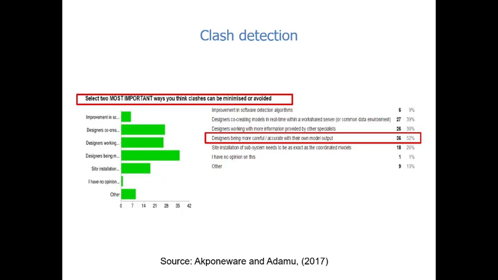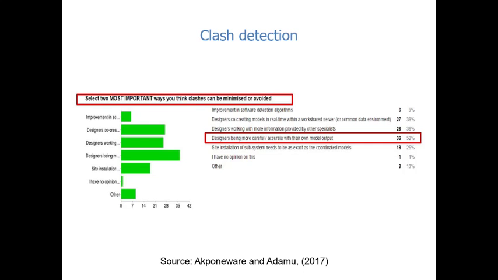Important ways the clash can be avoided or minimized. Right. So 62% answered designers being more careful, accurate with their own model output. Okay. Level of information. You don't have the underlying knowledge of level of information, standardized information. You provide LOD 500, 100 at the detailed stage. It's not appropriate. So there's no construction information attached to the model output.